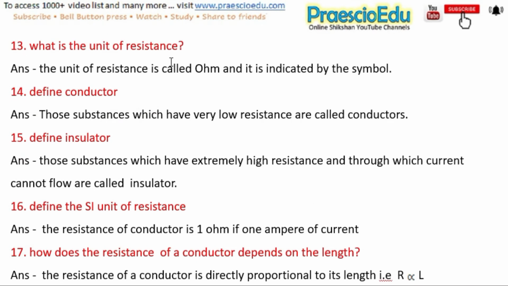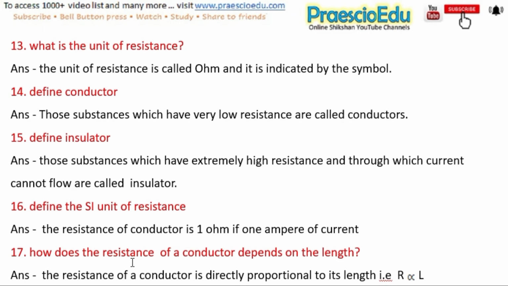Next question is what is the unit of resistance, and the answer is the unit of resistance is called ohm and it is indicated by the symbol. Next one is define conductor, and the answer is those substances which have very low resistance are called conductors. Next one is define insulator, and the answer is those substances which have extremely high resistance and through which current cannot flow are called insulators. Next one is define the SI unit of resistance, and the answer is the resistance of a conductor is 1 ohm if 1 ampere of current.